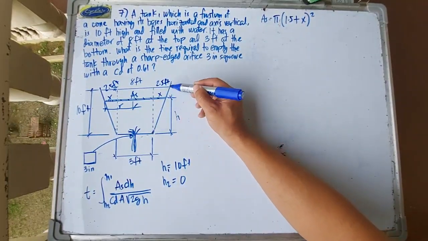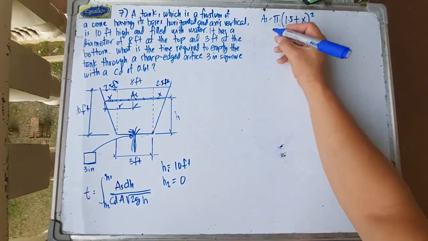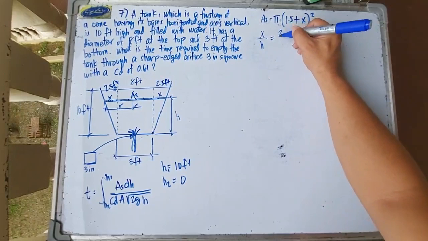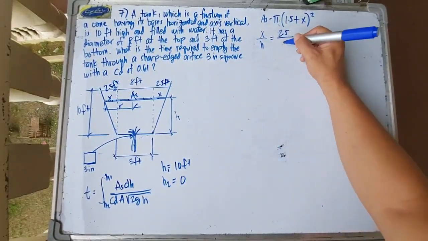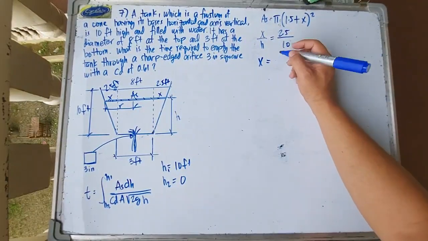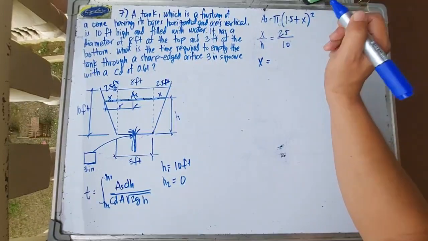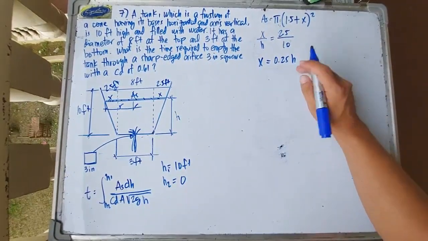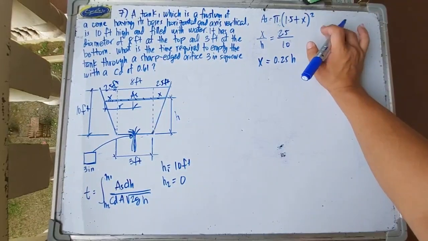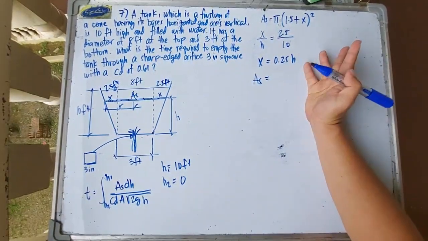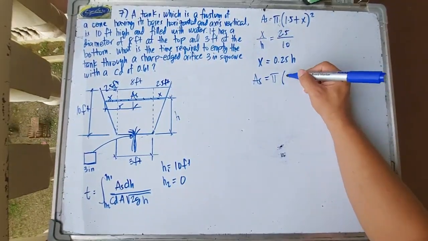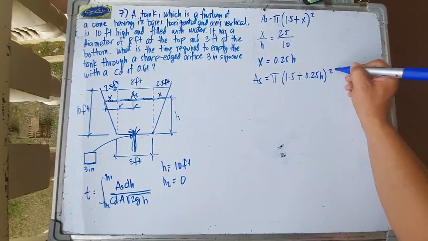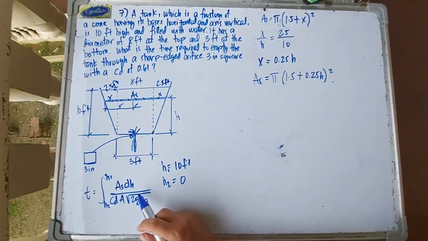This right triangle is similar to the big one. So we have x over h equal to 2.5 over 10. Cross multiplying, x is equal to 2.5 divided by 10 times h, that is 0.25 of h. Then we substitute this in the equation for As: As is equal to pi times 1.5 plus 0.25h, squared.